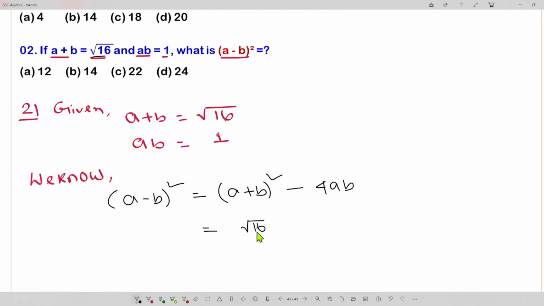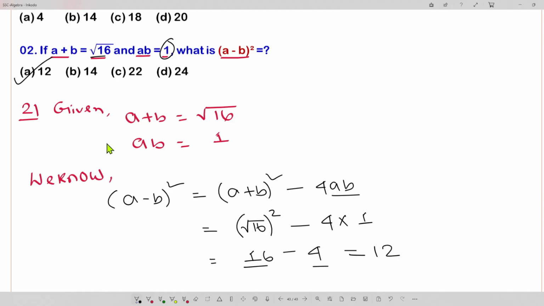So root 16 square minus 4 times ab, and ab means 1, we can write 1. Now root 16 square means 16. 4 times 1 is 4, it means minus 4, equals 16 minus 4 is 12. So where is 12? Option A is our right answer.